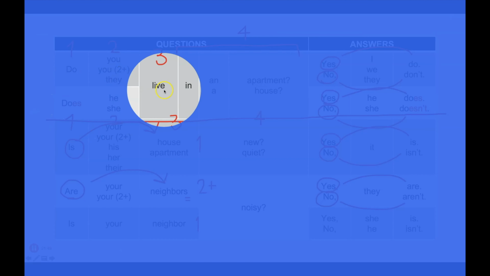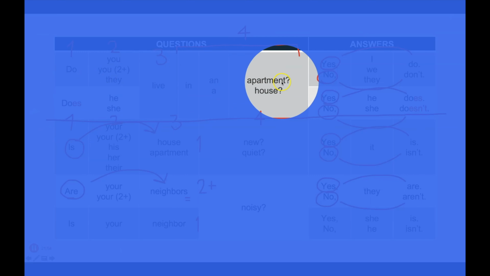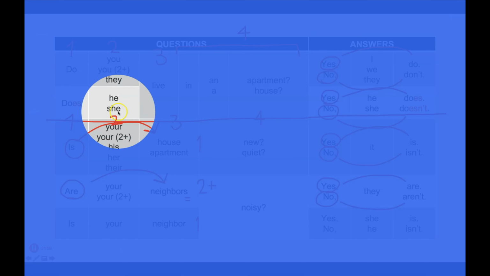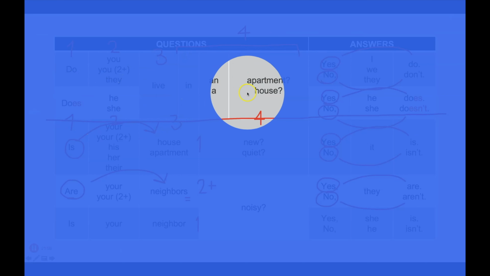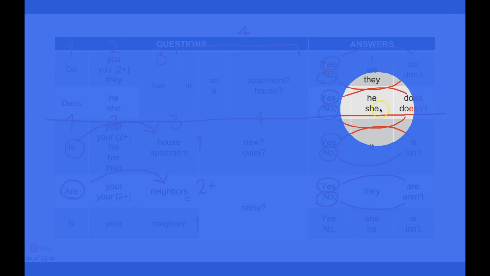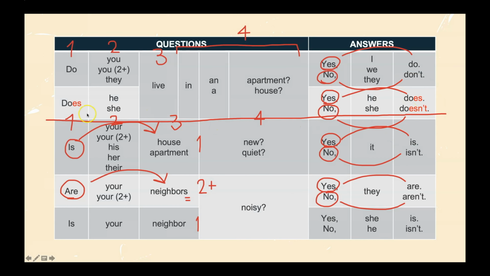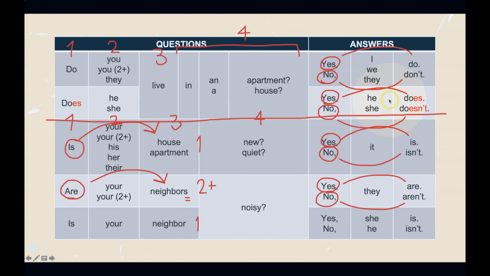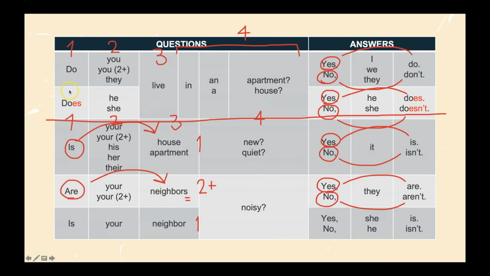Okay, so again, does he live in an apartment? Yes, he does. Does she live in a house? No, she doesn't. Okay? So study this carefully. We see number one is does. 2, he or she. 3, live. And then 4 is all of this. Okay. So study.